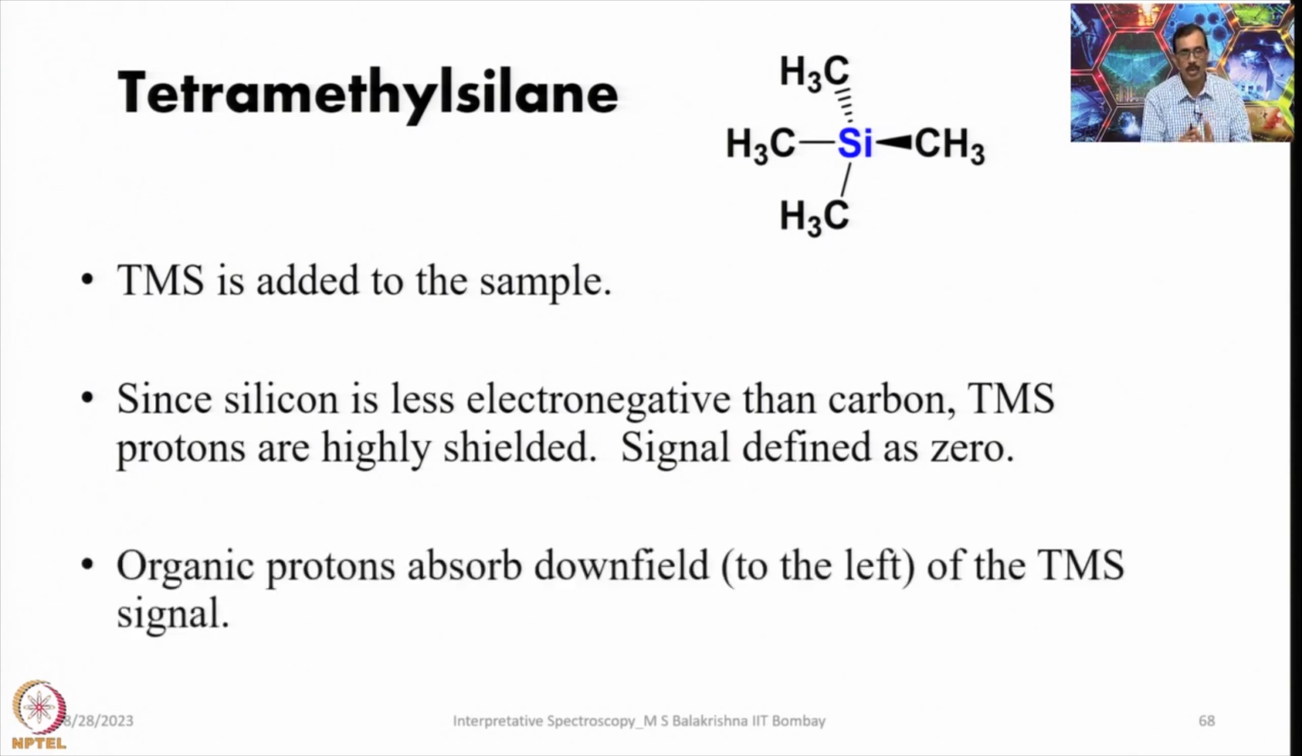Organic protons absorb downfield, to the left of the TMS. Most of the organic molecules we come across absorb energy and appear on the left side of the NMR spectrum. That means the Larmor frequency of all of them will be more compared to this one. Why is the Larmor frequency more? Because they are less shielded compared to TMS.